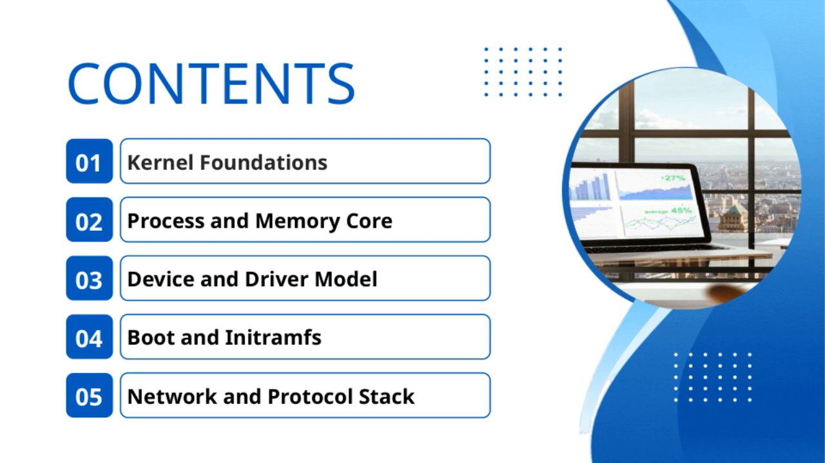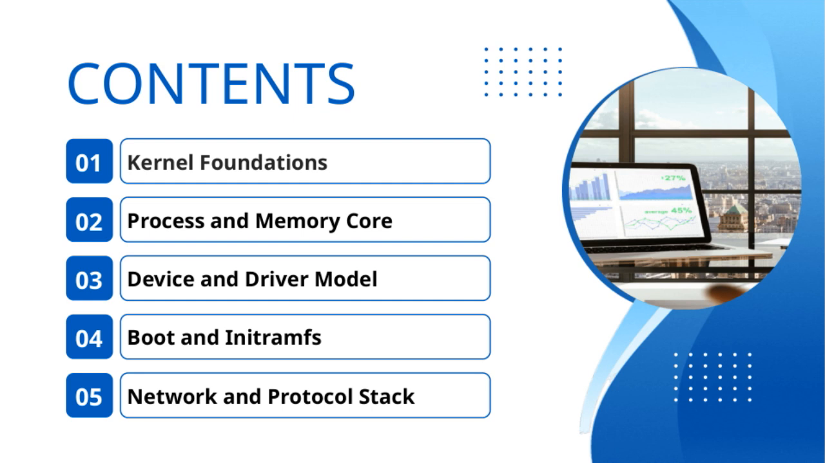Moving on, the device and driver model forms the bridge between hardware devices and the software that controls them. It's what allows the operating system to interact seamlessly with various hardware components. Then, we reach process and memory core, which are at the heart of system operation. Processes are the active units executing tasks, while memory management ensures that each process has the resources it needs without interfering with others. And finally, we come to kernel foundations, the core principles that underpin everything else.